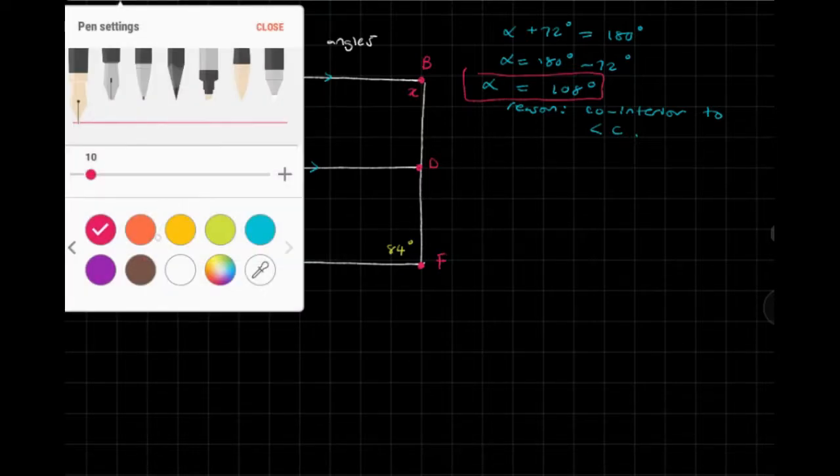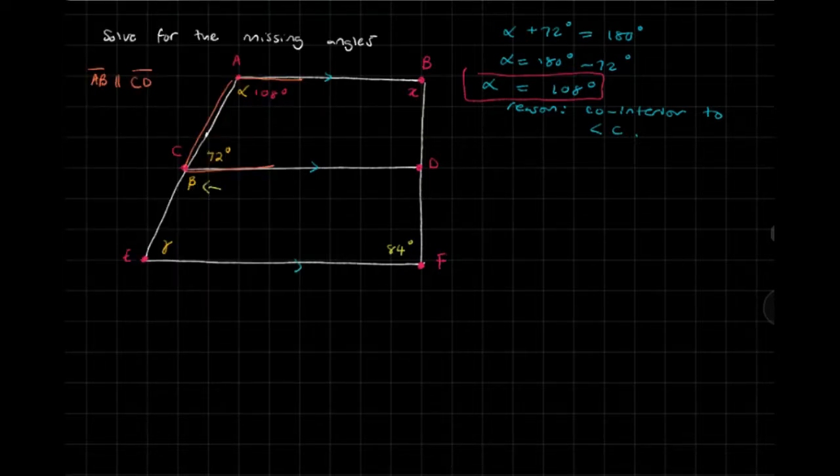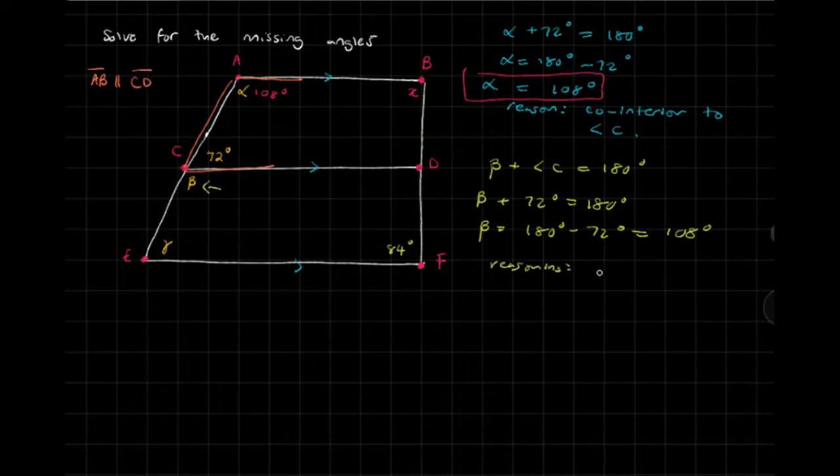Let's solve for beta. Beta is located there. If we're solving for beta, we can see that beta and angle C should equal 180 degrees. So we're given angle C, it's 72 degrees, and beta is equal to 180 degrees minus 72 degrees, which is also 108 degrees. And you can use the reasoning here that beta is supplementary to angle C.